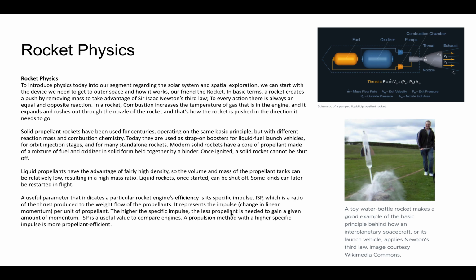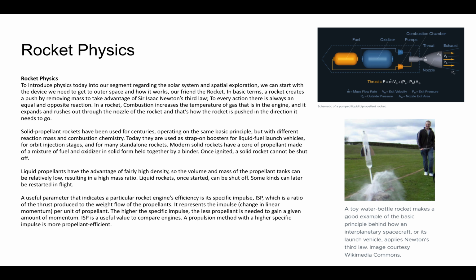Exploration. Rocket physics. To introduce physics today into our segment regarding the solar system and spatial exploration, we can start with the device we need to get to outer space and how it works, our friend the rocket. In basic terms, a rocket creates a push by removing mass to take advantage of Sir Isaac Newton's third law. To every action, there is always an equal and opposite reaction. In a rocket, combustion increases the temperature of gas that is in the engine, and it expands and rushes out the nozzle of the rocket, and that's how the rocket is pushed in the direction it needs to go.